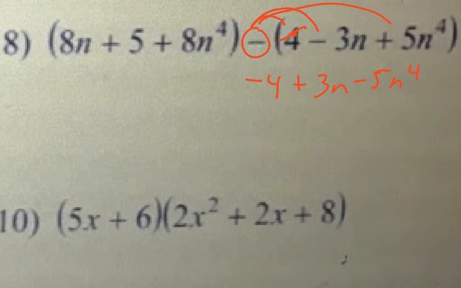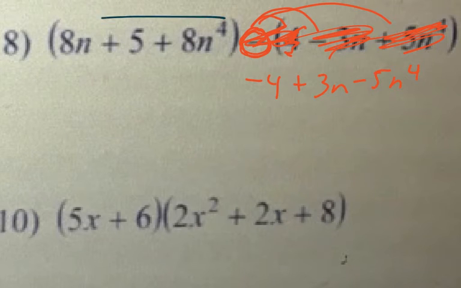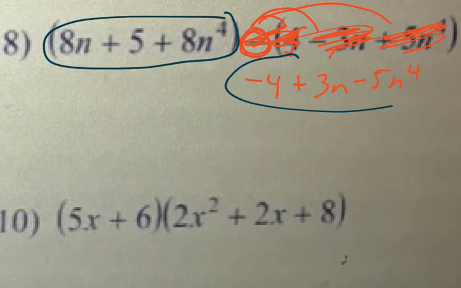So again, the minus with that 4 makes minus 4. This minus with this minus 3n makes 3n. And this minus with the 5 makes minus 5n4. So now that I have that minus done, I usually cross or scribble it out, because now I'm just focused on this. And all I have to do is just combine like terms again.